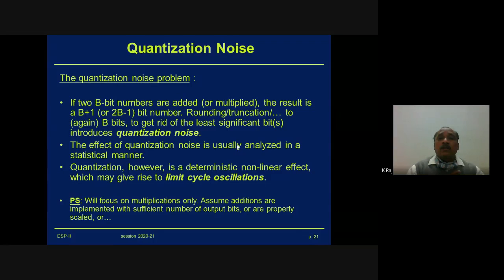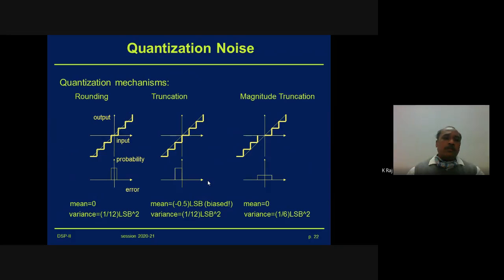And as we know, if there is a quantization error, then again there is a feedback, and due to this feedback the limit cycle oscillations will take place. Now, for the purpose of rounding, truncation and magnitude truncation, we can use different approaches, and these approaches are represented here.